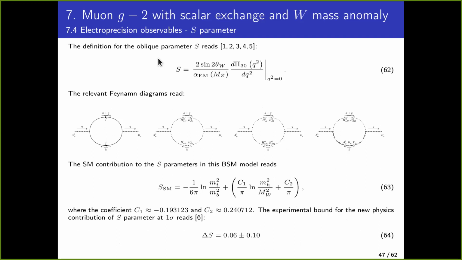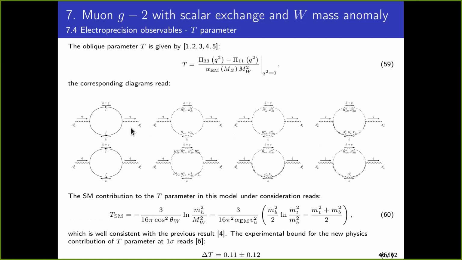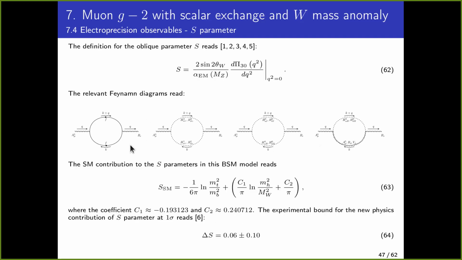Similarly, I also calculate the S parameter, and the S parameter is simply from the 3 vacuum polarization amplitude, where one of the external legs, the outgoing external leg, should be replaced by P mu, because this is 3, 0. In that way, this is the same as this 3, but the outgoing leg is replaced by this P mu. The standard model contribution to the S parameter in the SM model is like this, where C1 and C2 take these numerical values, and its experimental bound for the new physics over the S parameter takes this value.